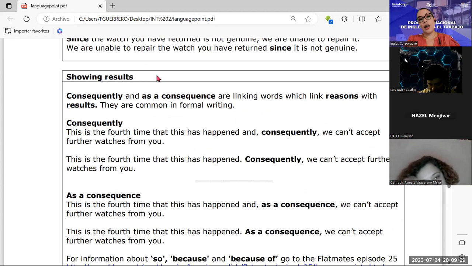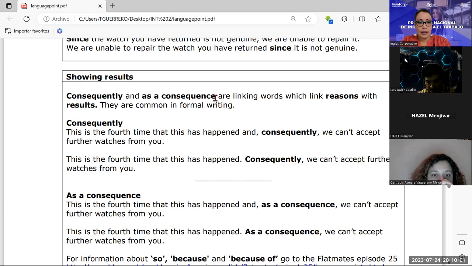Now, connectors that we can use showing results. We have consequently and as a consequence, and they are linking words which link reasons with results. They are common in formal writing. Consequently, this is the fourth time that has happened, and consequently, we can't accept further watches from you.